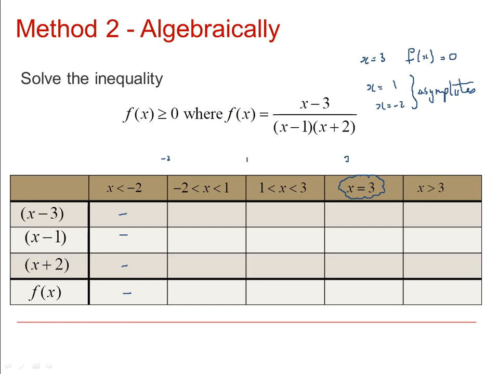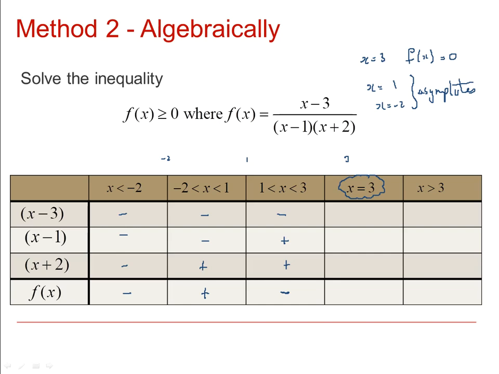If we go through to between negative 2 and 1, then x plus 2 becomes positive, although x minus 3 and x minus 1 are going to be negative. So you can see there that the function has changed sign to being positive. We've got two negative factors and one positive one, and therefore the function itself is positive. Between 1 and 3, then x minus 1 has become positive, as well as x plus 2, but x minus 3 is still negative, so the function itself is negative.